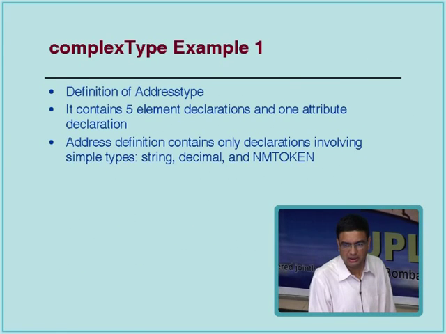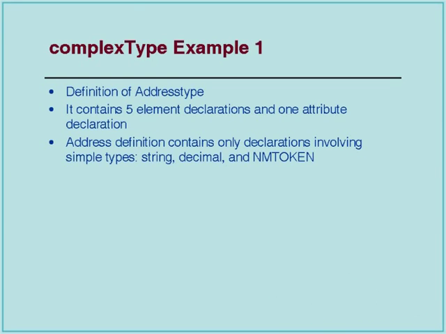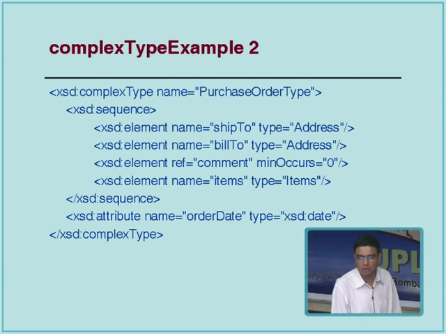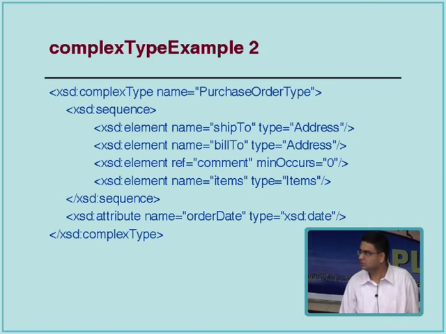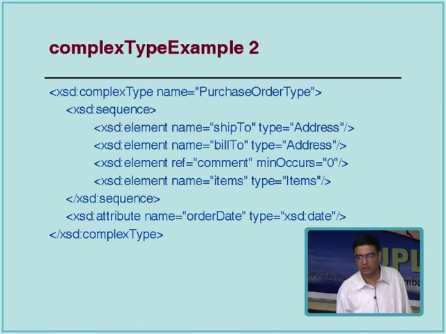You have already seen this. So this contains only declarations involving other simple types. We saw that. These are all strings and decimals. Then what else? So this is a purchase order. Now this contains other complex types because it contains Indian address within it, which is a ship to address, and has a bill to address. Both are Indian addresses.